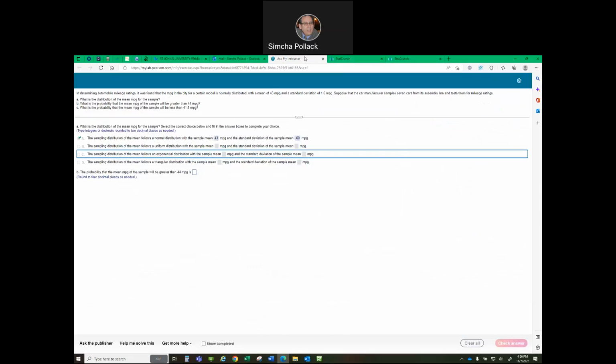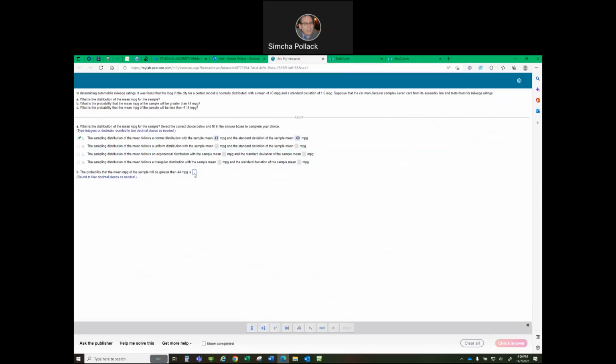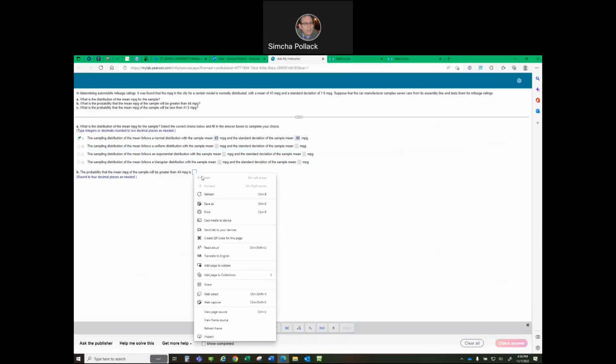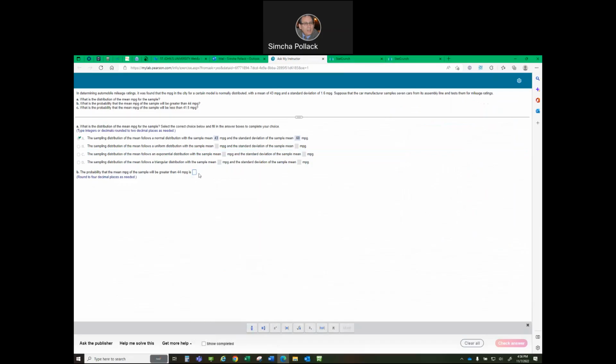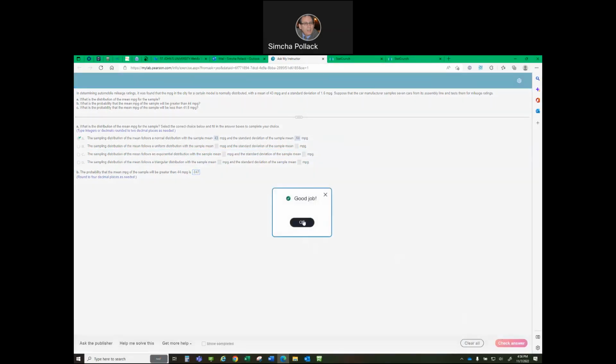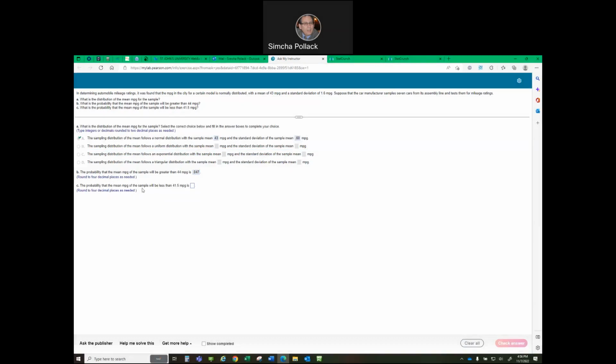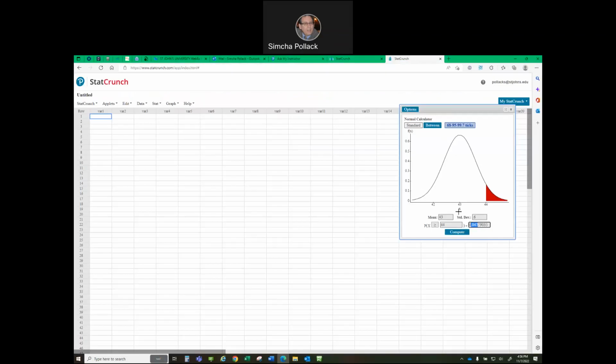Back to the normal calculator. Now, what's the probability of a sample mean less than 41.5? Go back to StatCrunch, just change this to 41.5 and change this to less than. The answer is 0.0062.